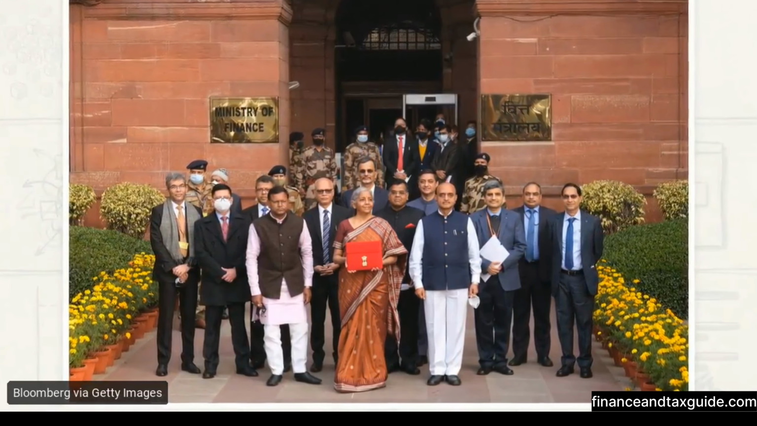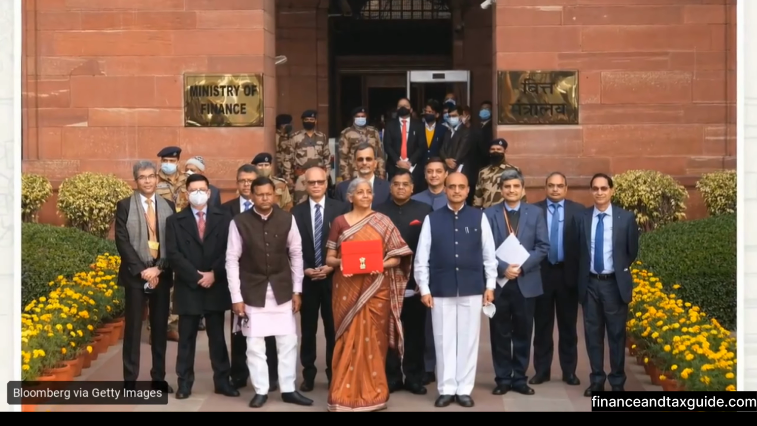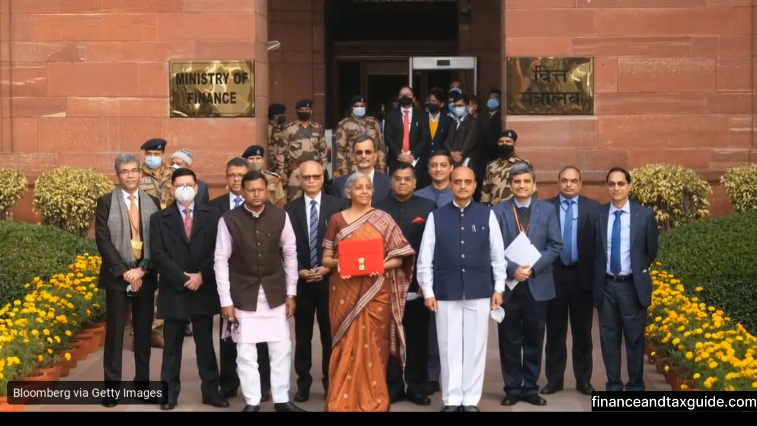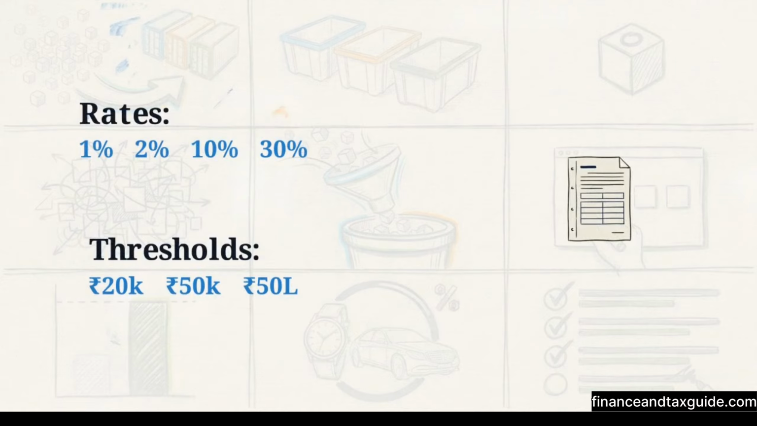Effective for the 2026-27 tax year, the Indian government has retired the 1961 income tax framework for TDS and TCS. Mathematical rates and financial thresholds are largely unchanged. The operational compliance structure, however, is entirely new.